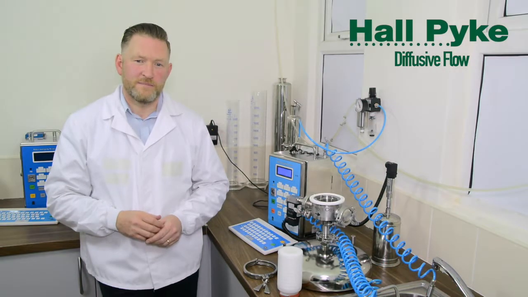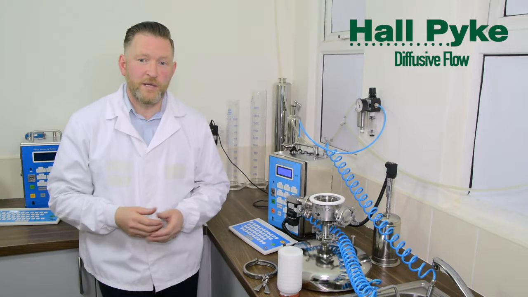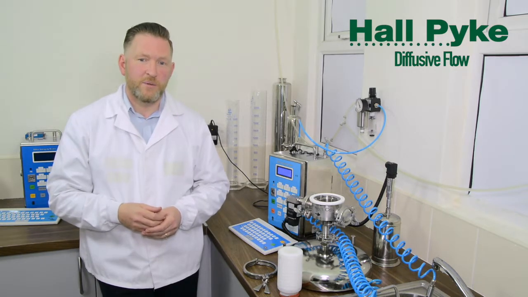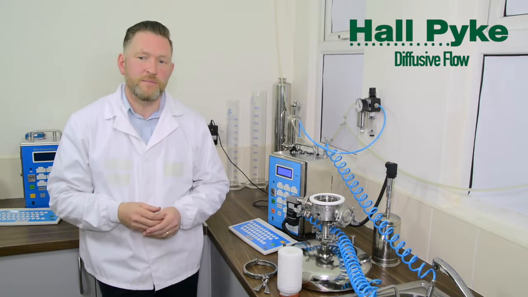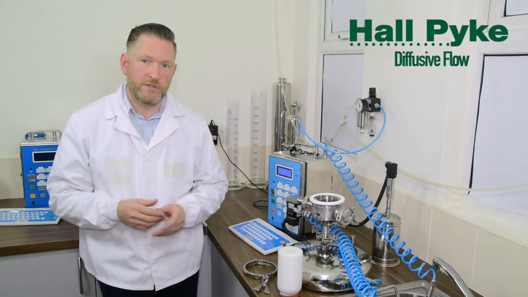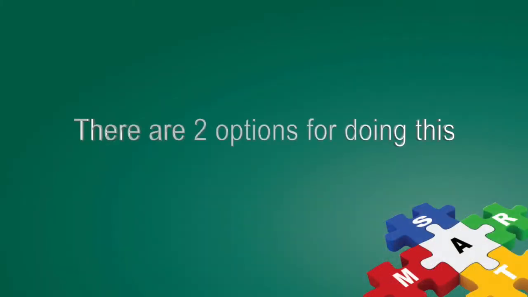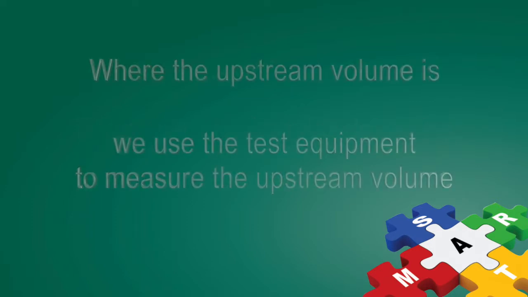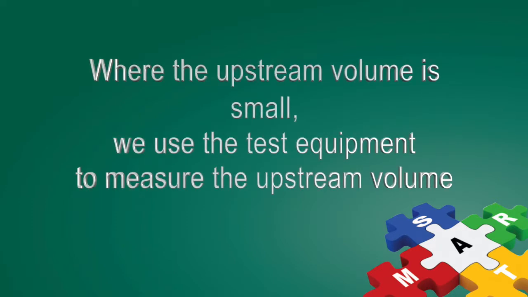Upstream volume. In the case of a WIT or diffusive flow test, we would also need to establish the upstream volume, but this is something that we have to do ourselves. There are two options for doing this. Where the upstream volume is small, we use the test equipment to measure the upstream volume.